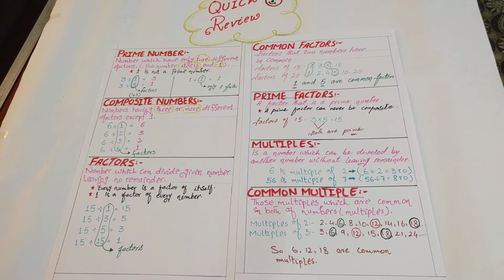Next is common factors. Common factors are the factors that two numbers have in common.